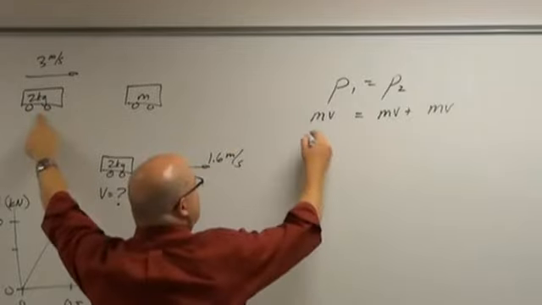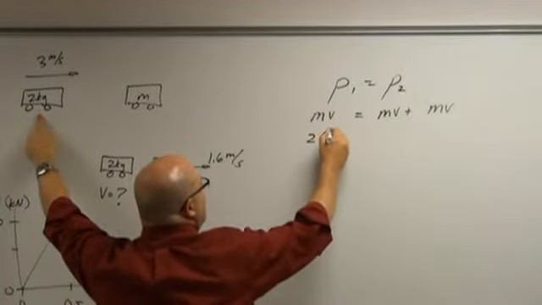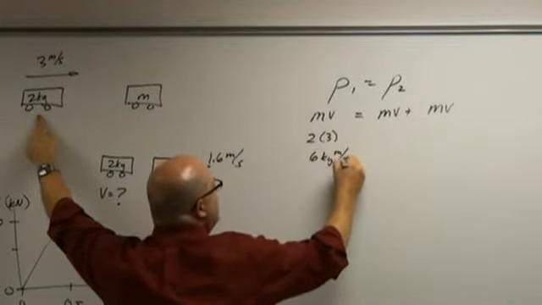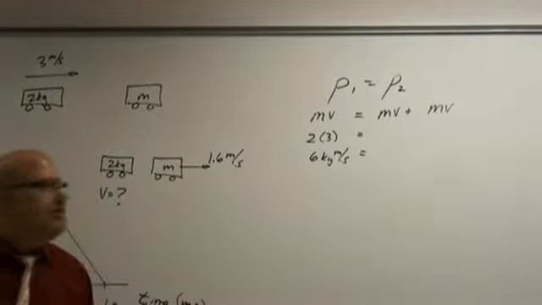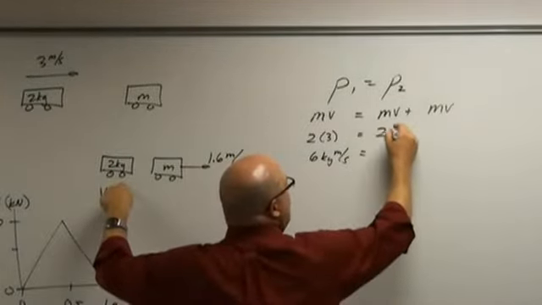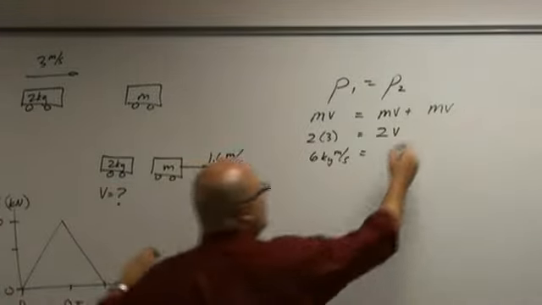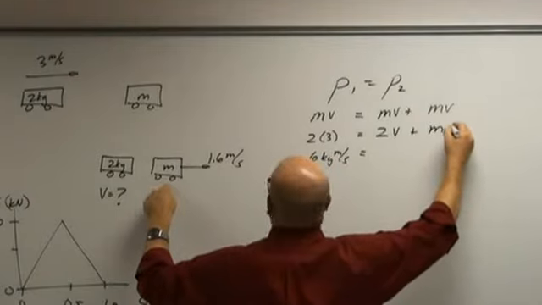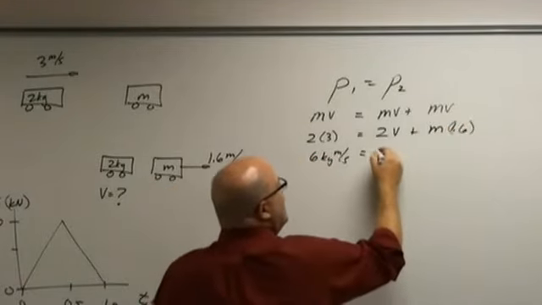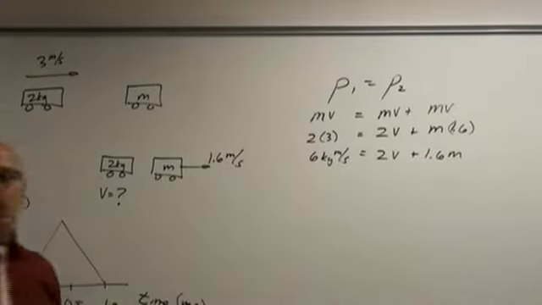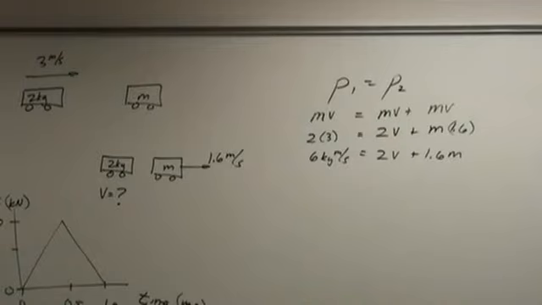So it looks like it's going to be a problem like this. I know this mass. I know this velocity. So I'm going to end up with 6 kilogram meters per second on the left. On the right, I'm going to have 2 times a mystery velocity for this one, plus a mystery mass times 1.6. So I've got 2v plus 1.6m. Okay, whoa, what's the problem here? I got 2 variables in 1 equation, so that's a problem.